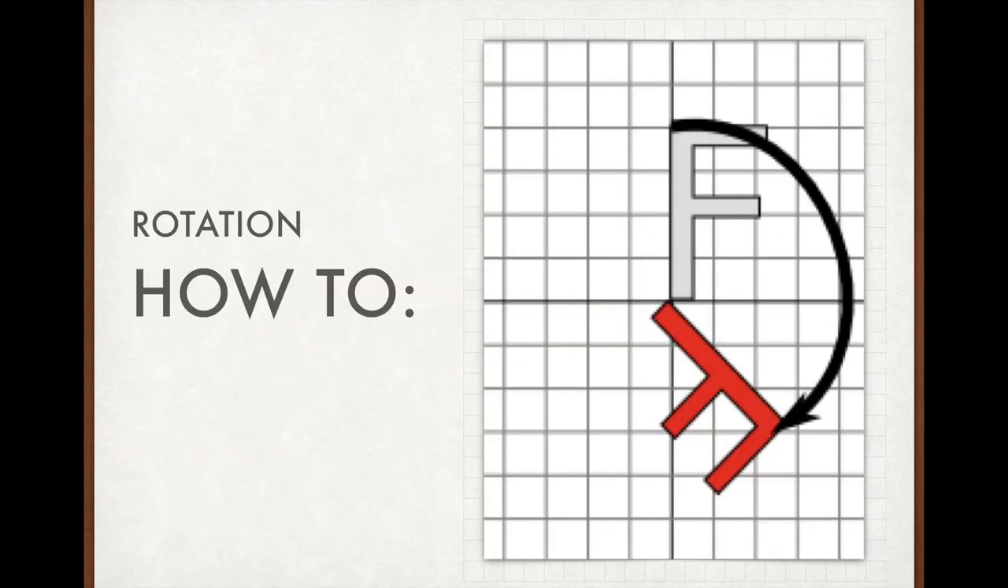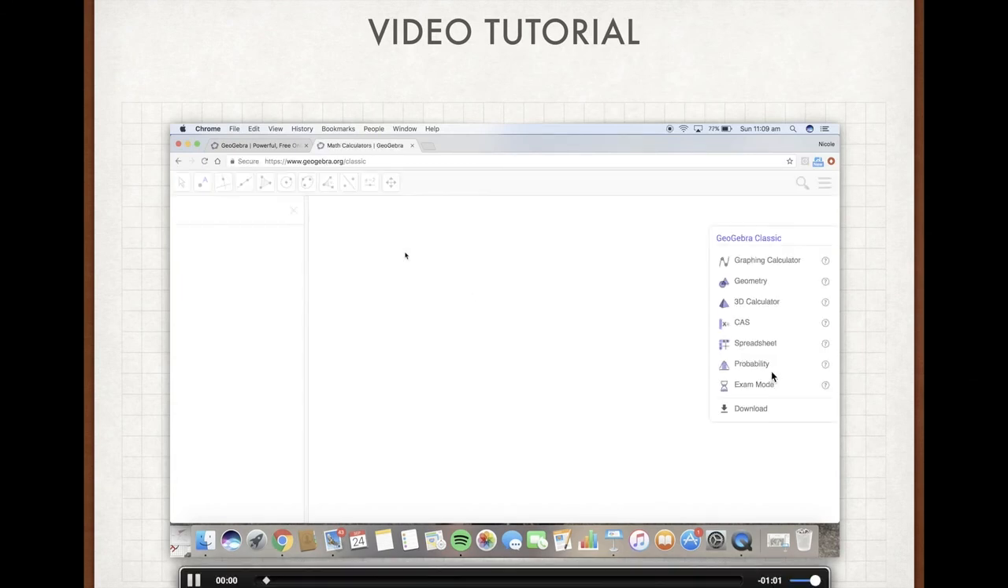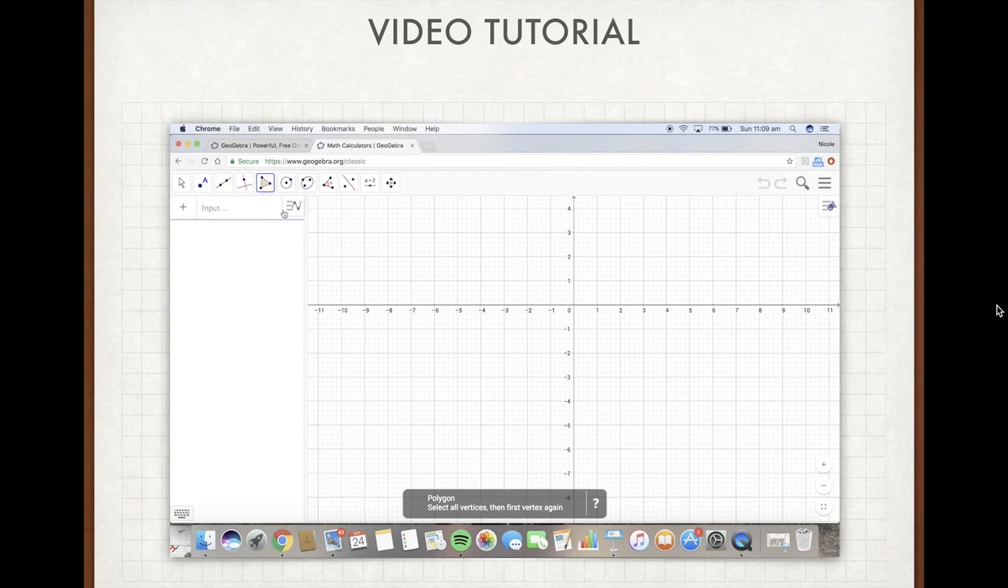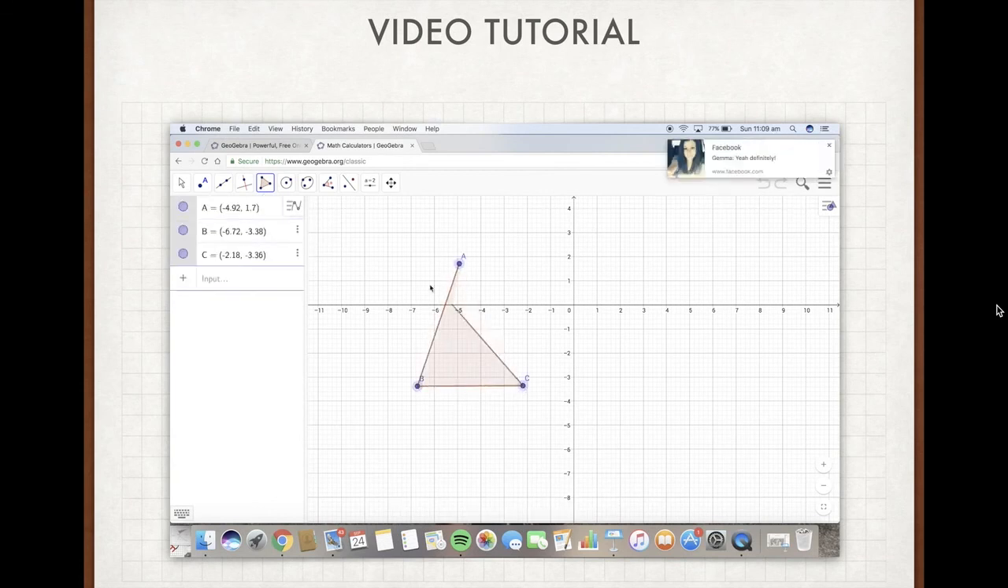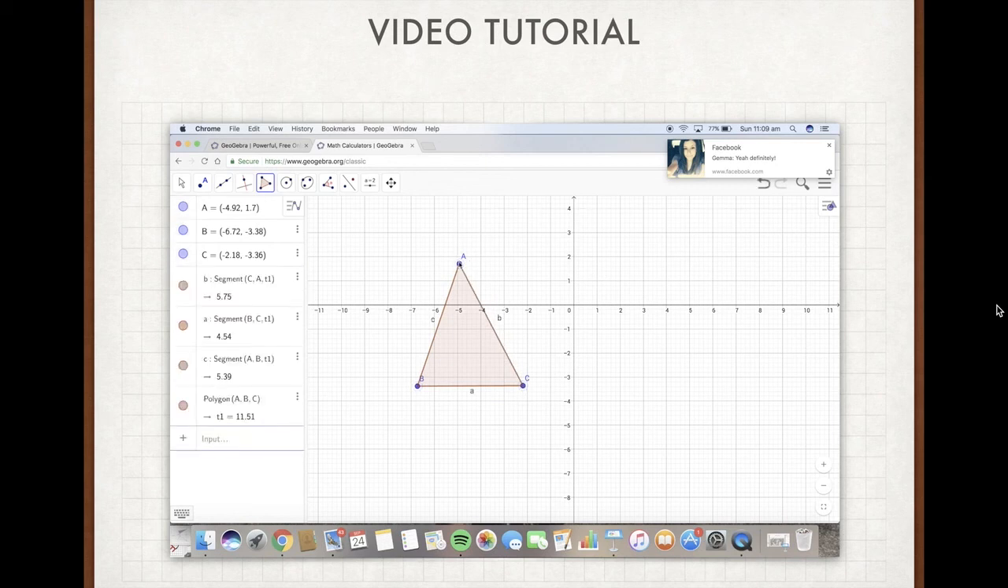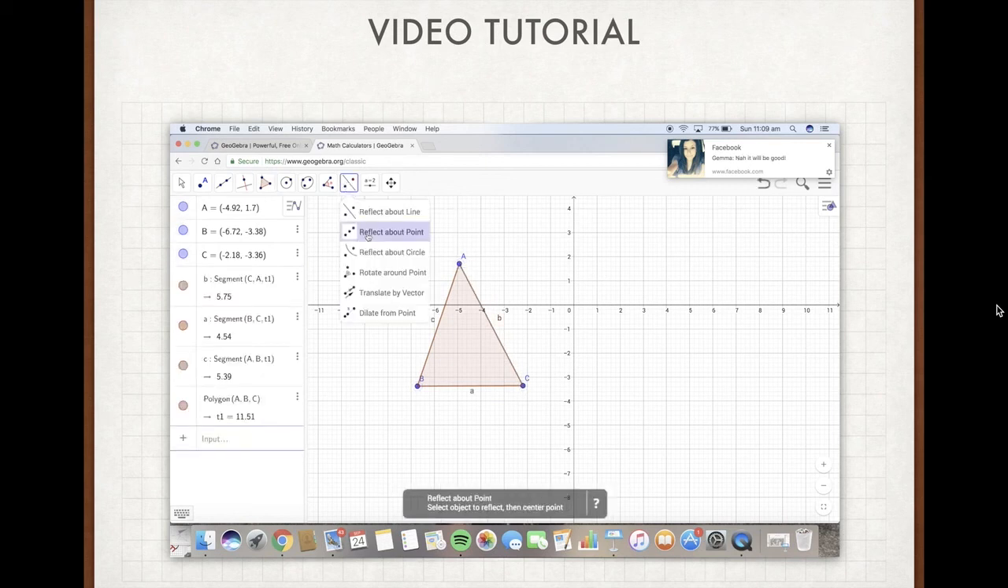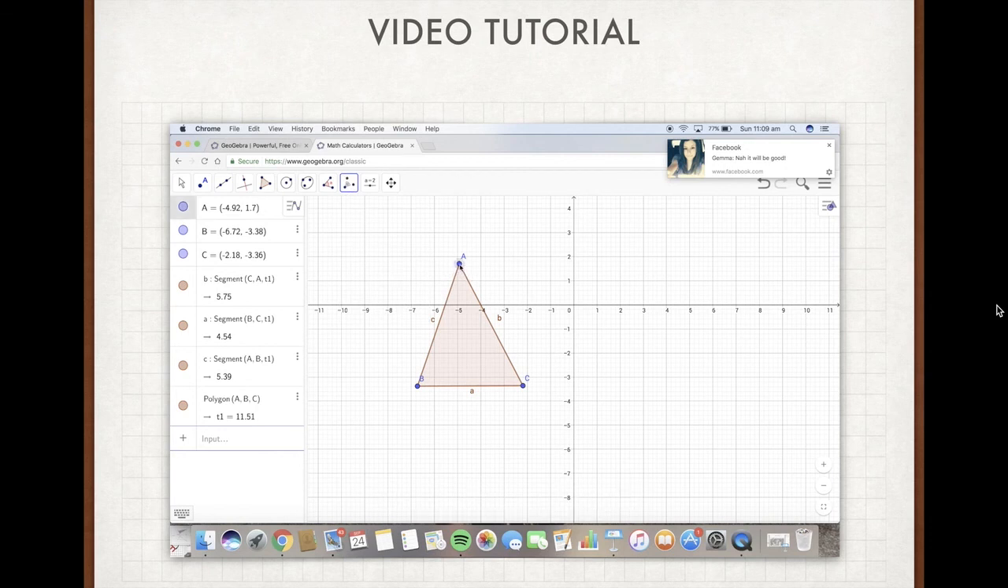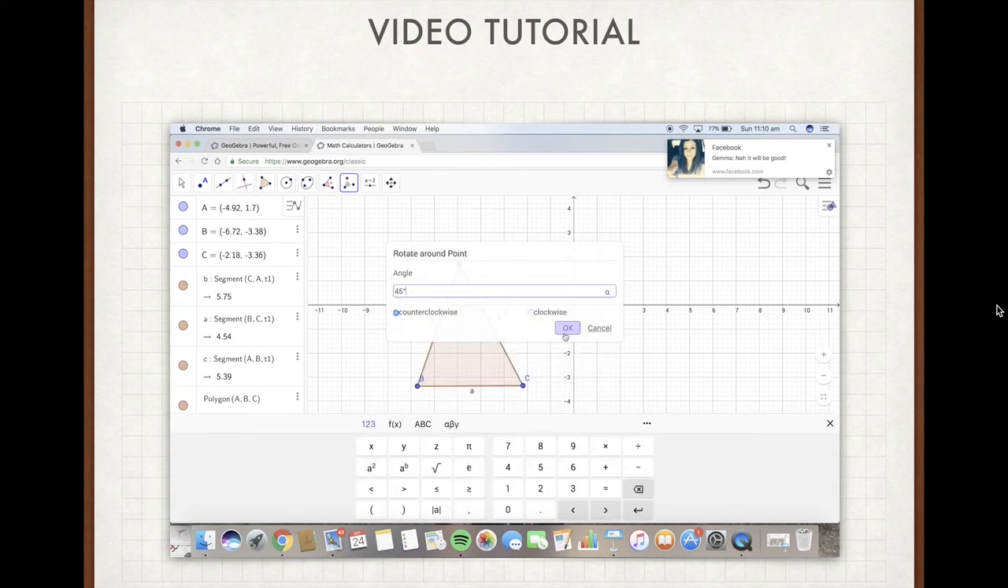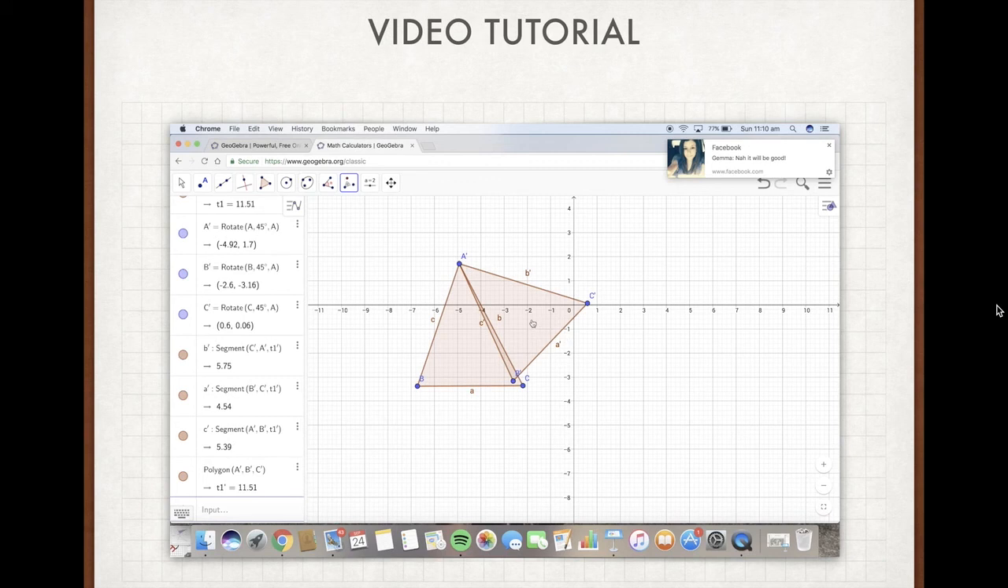Now rotation, how to. Basically you do the same thing. I think a triangle is just the easiest one to start learning on. Connect the points. Then you go rotate around a point. You click a point, for example, I clicked A, and then you click the thing, and then you choose the angle that you want. Then you can just continue doing that.